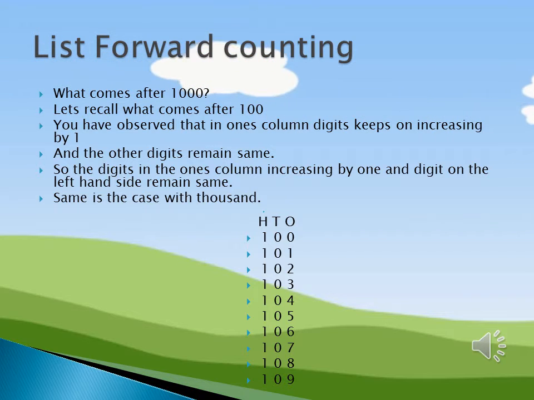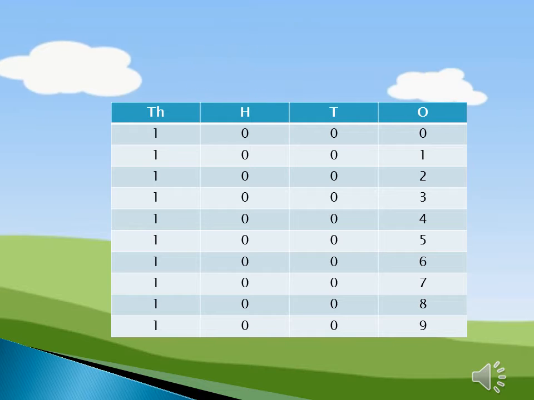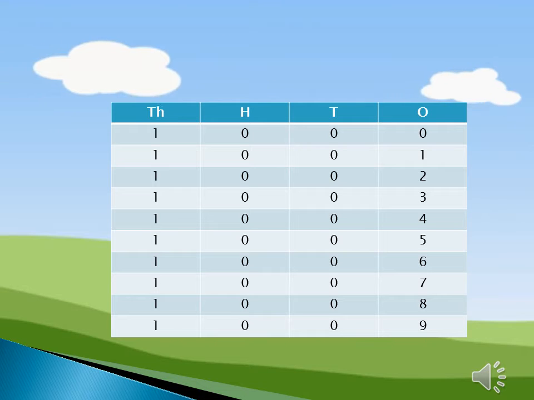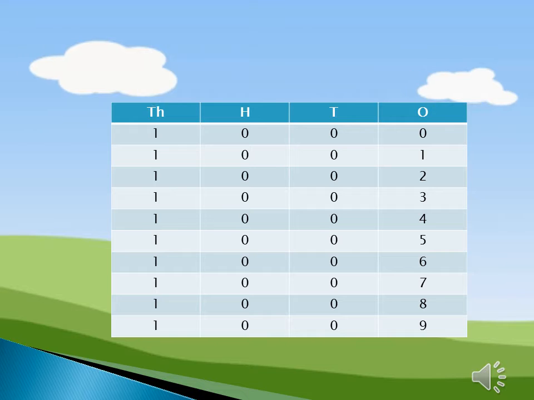Same is the case with 1000. In this chart, the counting starts from 1000, and on the right hand side, digits keep on increasing by 1, and on the left hand side, digits remain the same. So what comes after 1000? 1001, 1002, 1003, 1004, 1005, 1006, 1007, 1008, and 1009.